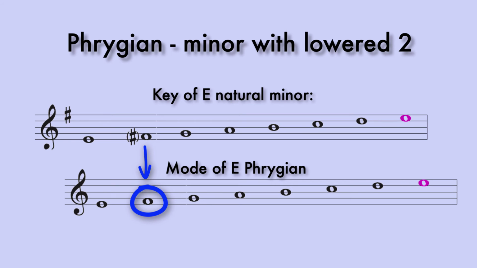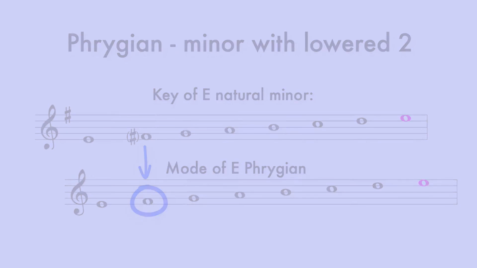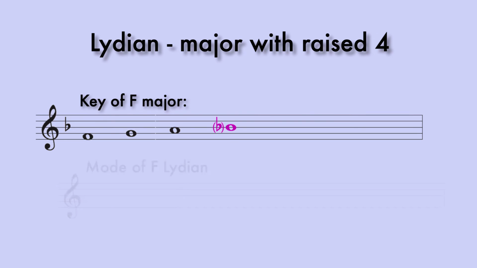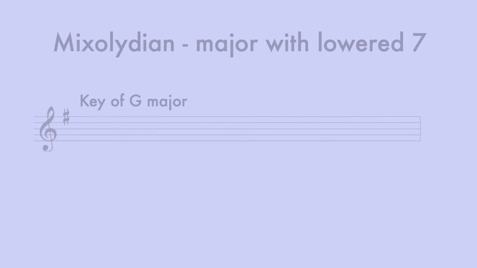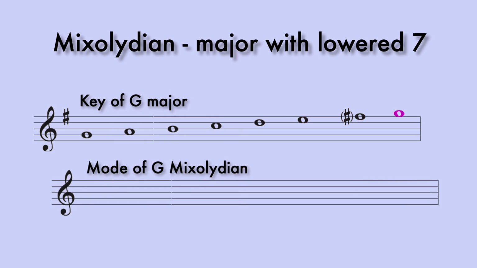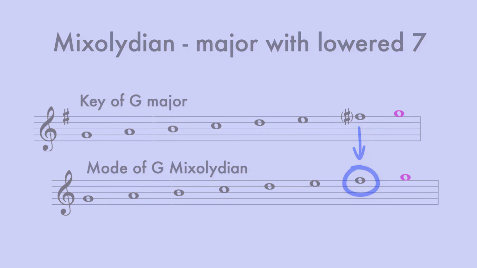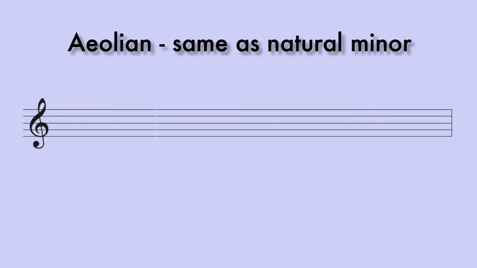Now the next two modes are very similar to the major scale. F Lydian is close in structure to F major. Just raise the fourth note by 1/2 step from B flat to B natural. G Mixolydian is very close to G major. Just lower the seventh note by 1/2 step from F sharp to F natural. Aeolian is easy because it's just the same as the natural minor scale.